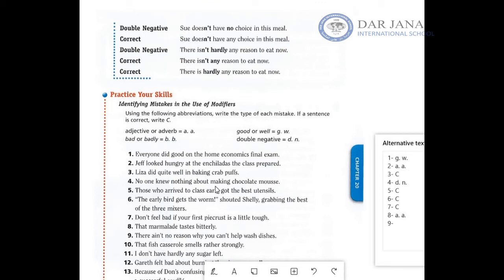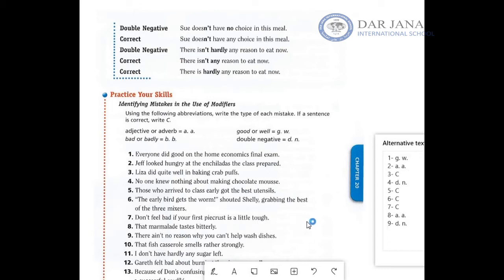Sentence number 9. There ain't no reason why you can't help wash dishes. Ain't here is an informal way to use the verb to be with negative, like isn't and aren't, but it's just used in spoken English. It's an informal way of using negative, but it is still negative. And no is also negative. So we have here a double negative. It's incorrect. In order to fix it, we can say there is no reason why you can't help wash dishes. So the problem is double negative.